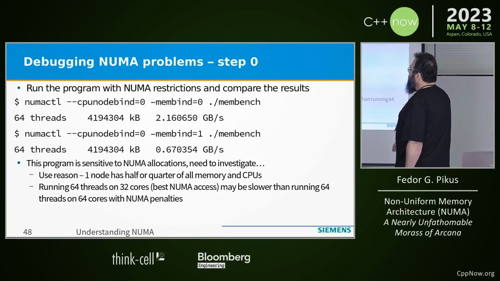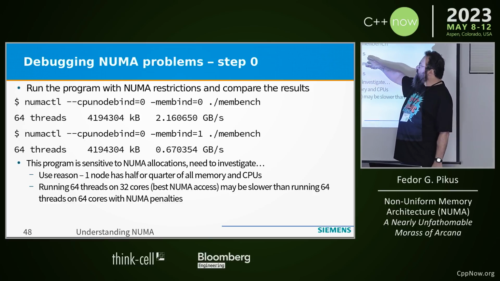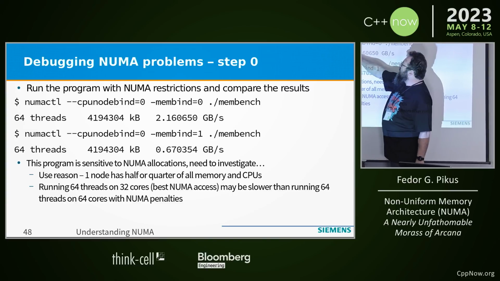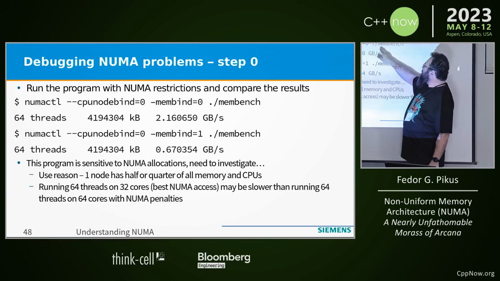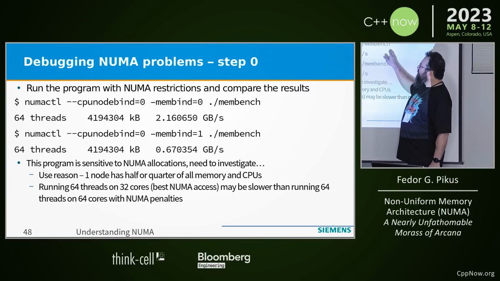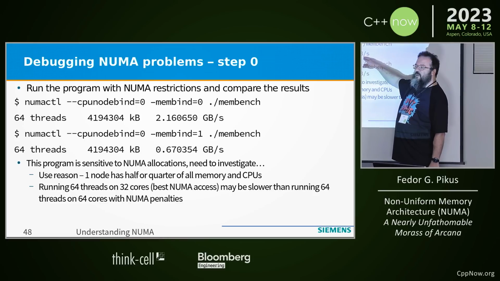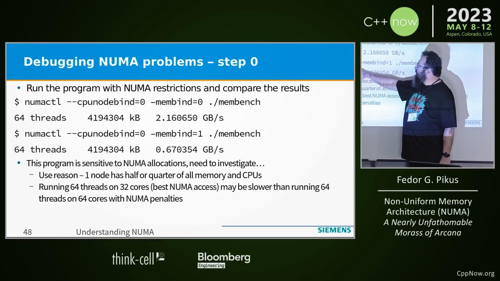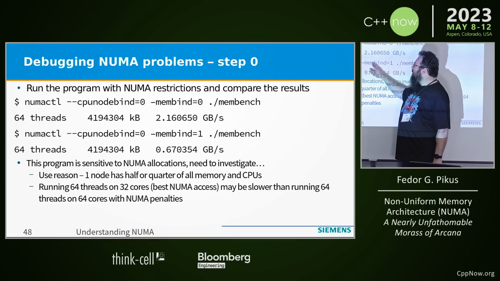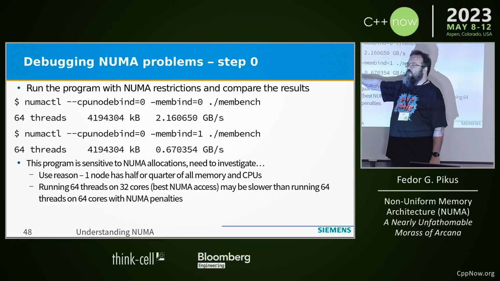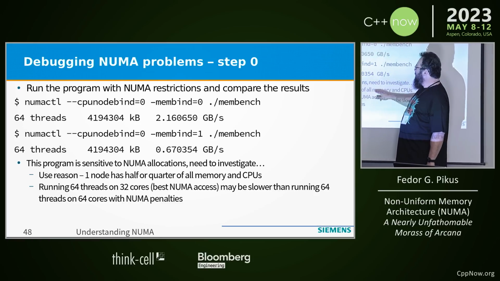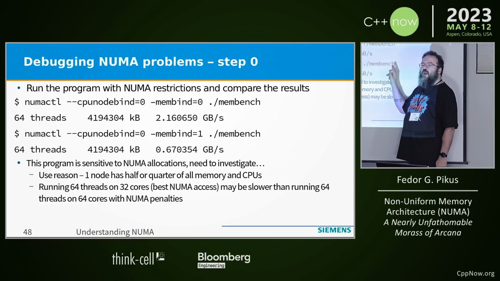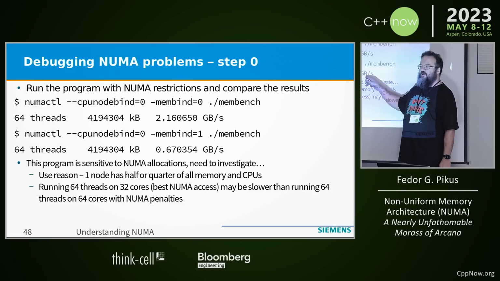Okay, so that's that graph that you saw. This is just one data point, one size. So I said numactl, bind everything to node 0, run my program. 2 gigabytes per second transfer. That's the interleaved. Same thing, cross node. Threads are running on node 0, memory is on node 1. 0.67 gigabytes per second. Okay, I now know that I'm sensitive to NUMA.